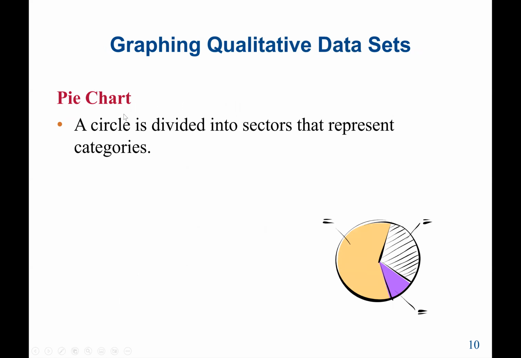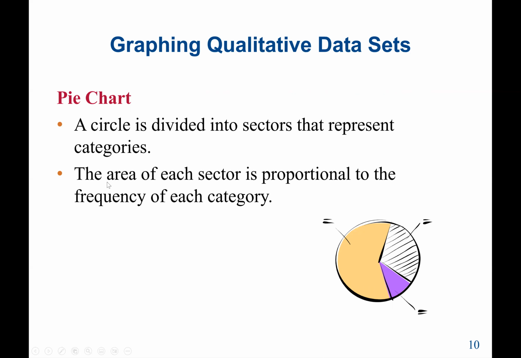Next is how to graph a pie chart. A pie chart normally is good for qualitative data, for example a percentage of something or the counting of something. A circle is divided into sectors that represent the categories. The area of each sector is proportional to the frequency of each category. So we know a circle is 360 degrees, and if we have 36 out of 360, that will be a part of it, maybe 10%, 20%, etc.